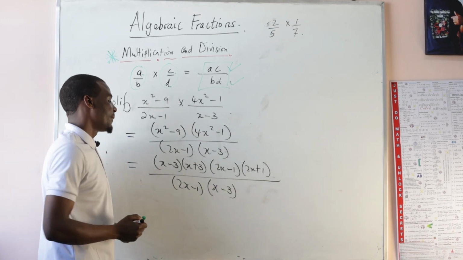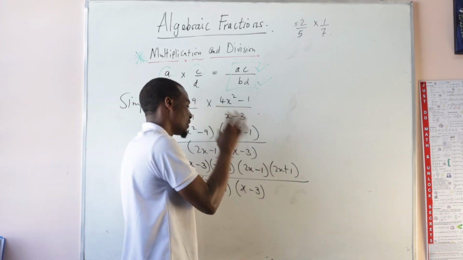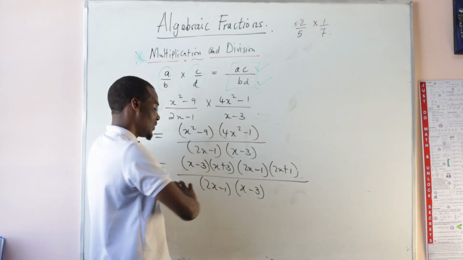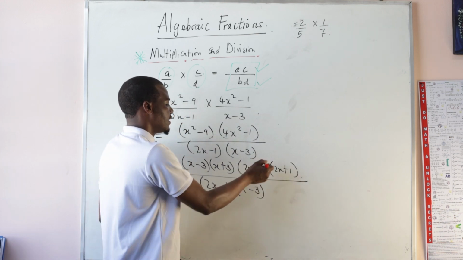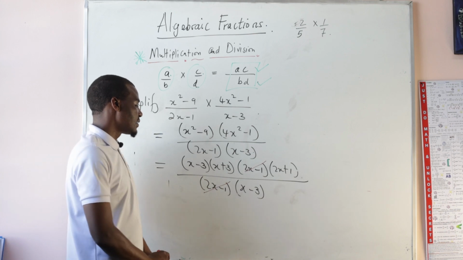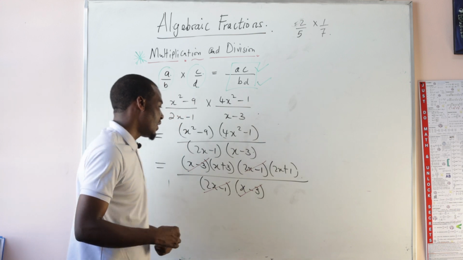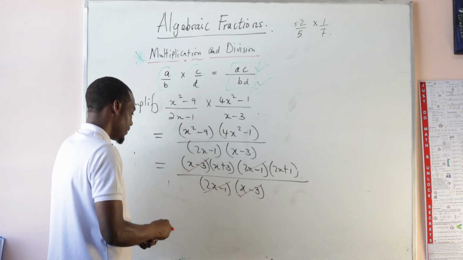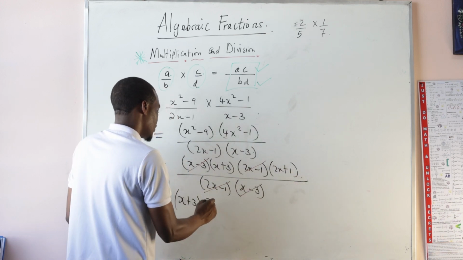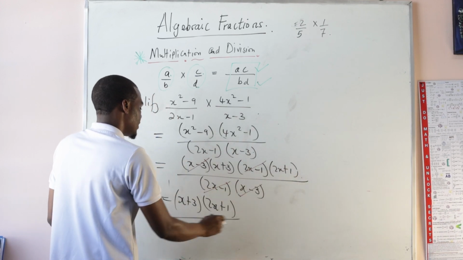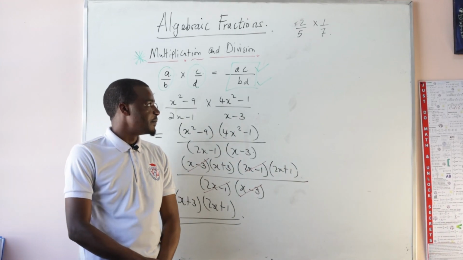So by the end of the day, you can see that we've got this expression multiplying this expression, multiplying this expression, multiplying this expression. And on the denominator, we also have another expression multiplying another expression. But let's take a closer look: this factor is the same as this factor, so they cancel each other out. And this factor is also the same as this factor, so they cancel each other out. And then by the end of the day, we remain with x plus 3 times 2x plus 1. So this is our final solution after simplifying this problem.